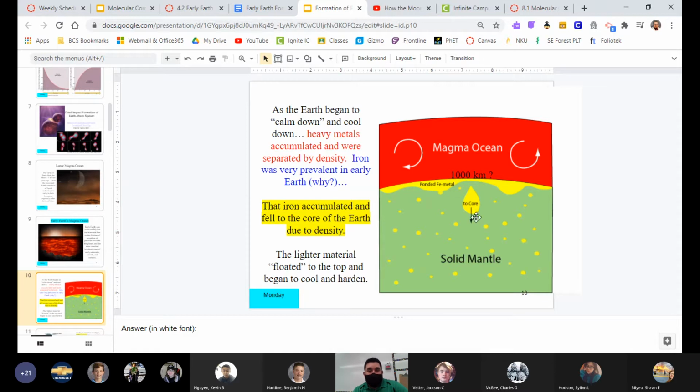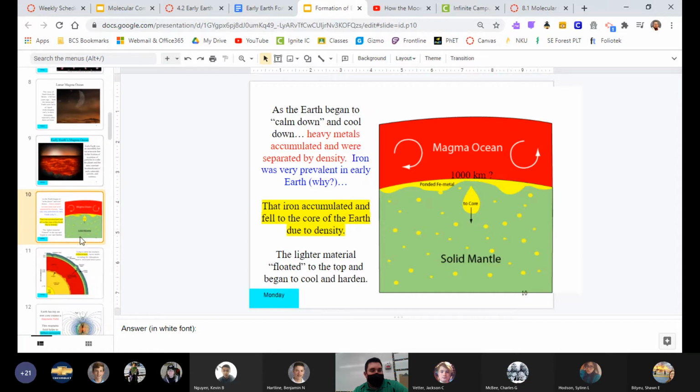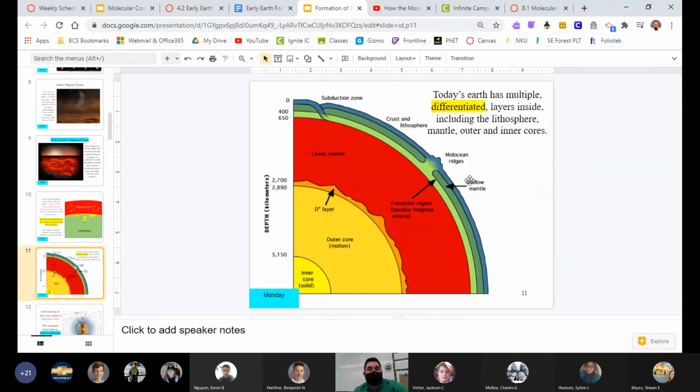So iron accumulated. You can see the little iron droplets here. They accumulated and they fell to the center of Earth, and basically became our core. We call that differentiated. So the inner core is solid. The rest of this is molten, okay? But the interior solid is as dense as can be. That's a solid, okay? The liquid is a little bit less solid, but notice that it is differentiated. It is in layers, okay?